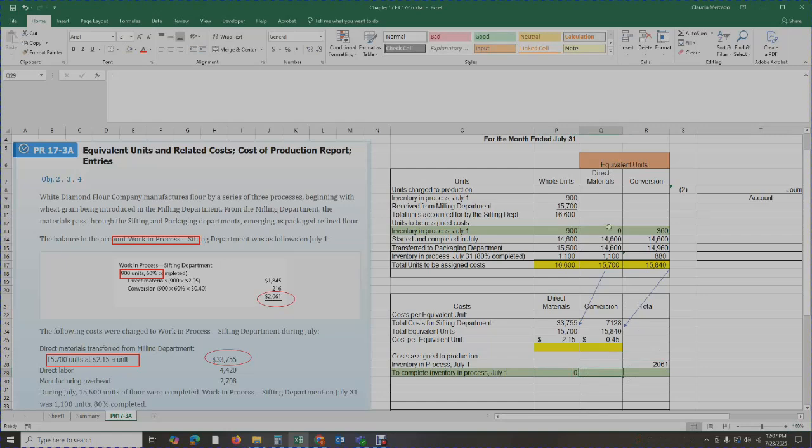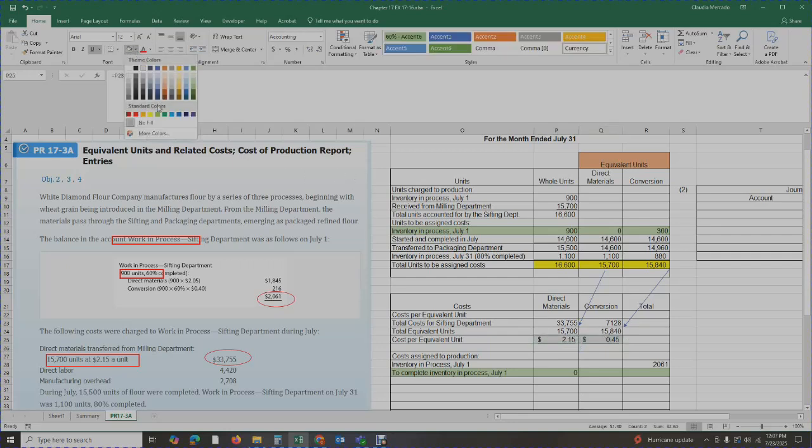Okay. For materials, we had 0. For conversion, we had 360 units. Okay. So we have 0. Let me move this, no fill. Let me fill in this right here. Okay.